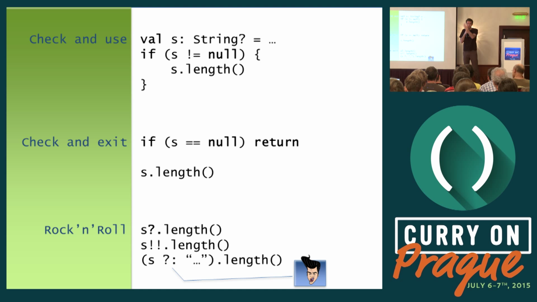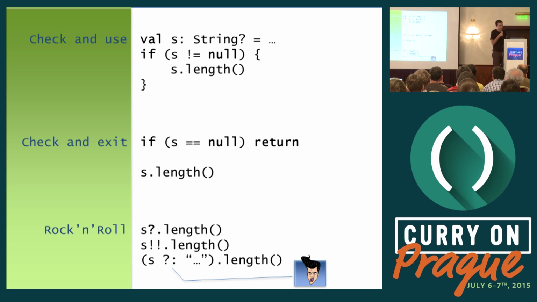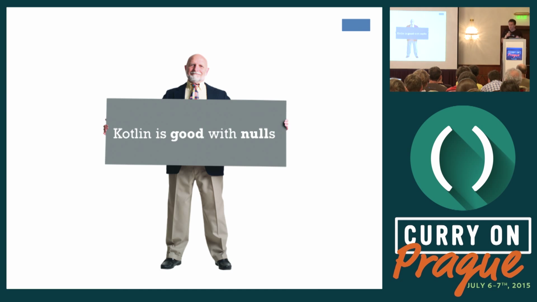Okay, so we have a bunch of devices that play nicely with nulls. And the takeaway from this part of the talk is that Kotlin is good with nulls. Okay? So if you remember nothing else, remember this. Go ahead. From a language design perspective, did you think about not introducing the double bang and not letting people do that? Yes, we did. Does work. People need that.